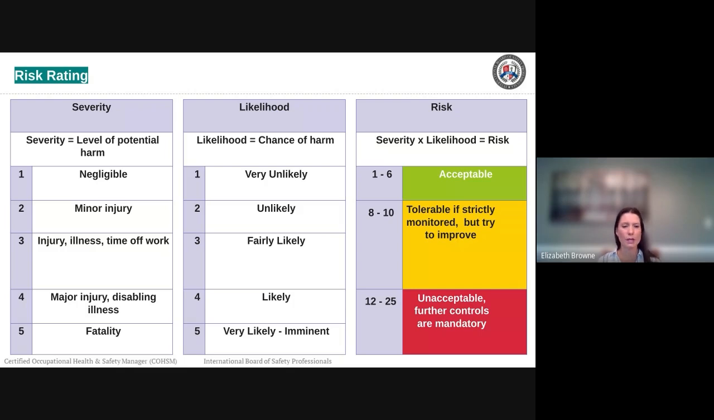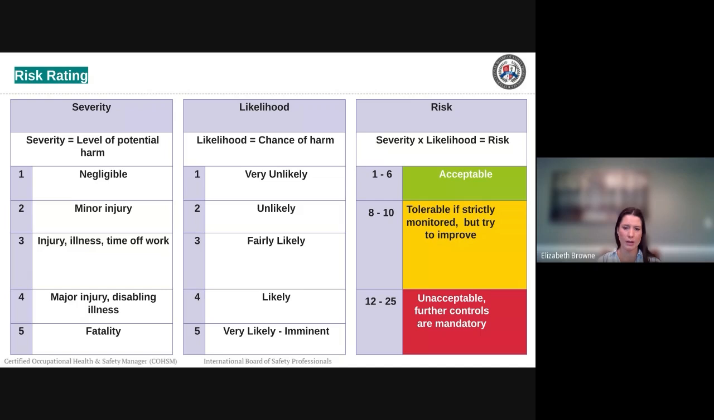But for example, if we have a negligible severity, so the level of potential harm is negligible or minor, and then the likelihood or chance of harm is very unlikely or unlikely, we can multiply those two numbers together. And if we have a risk number between 1 and 6, your company decides that that's an acceptable level of risk.